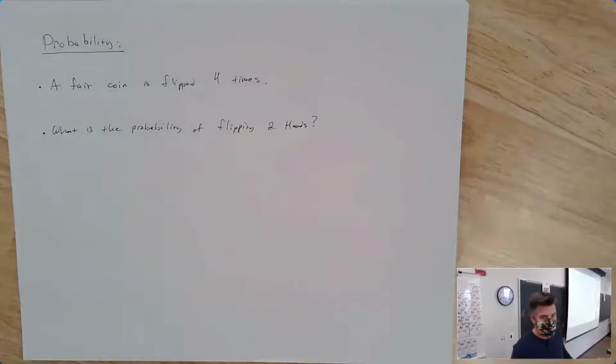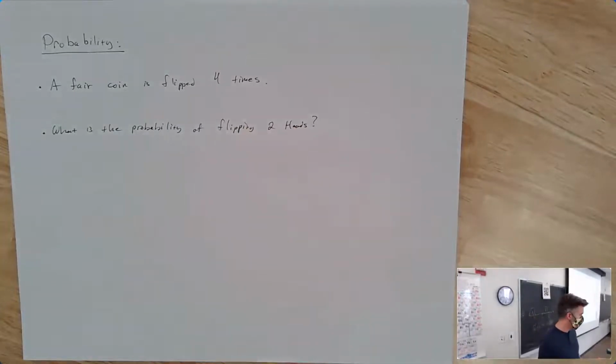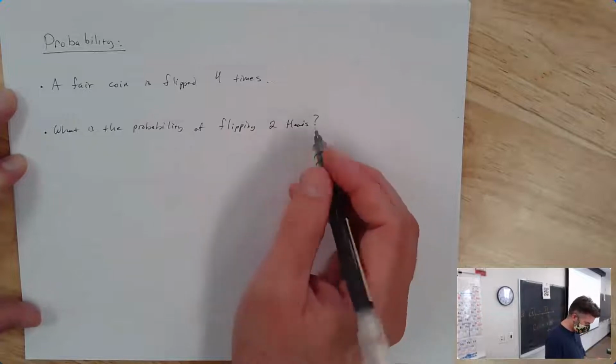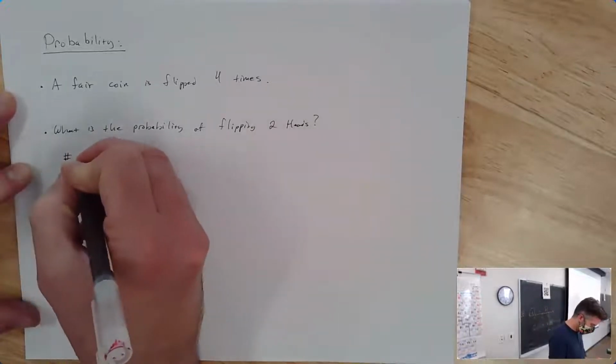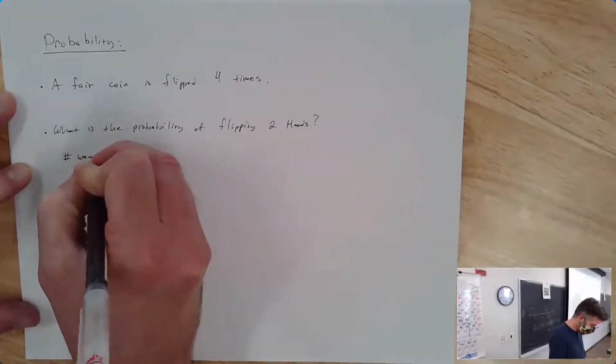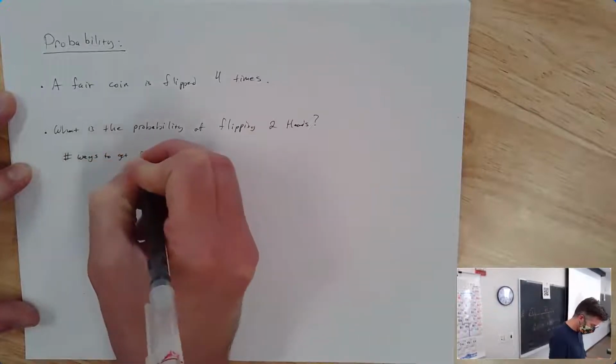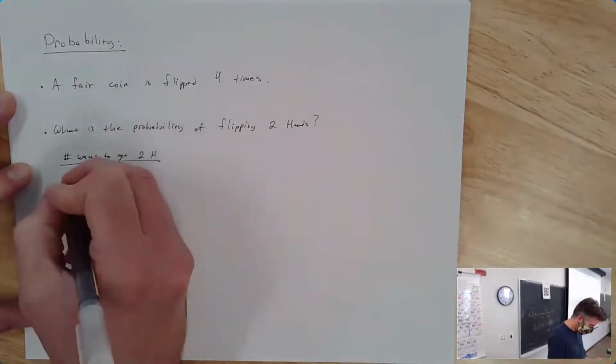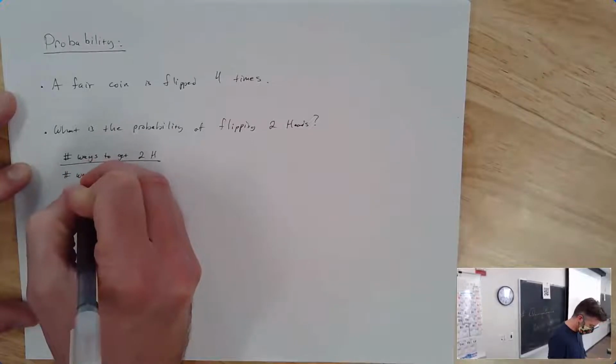Well, there's kind of a long way and a short way of doing this. The short way would be to say, the probability of flipping 2 heads is the number of ways to get 2 heads divided by the number of ways you can flip 4 coins.